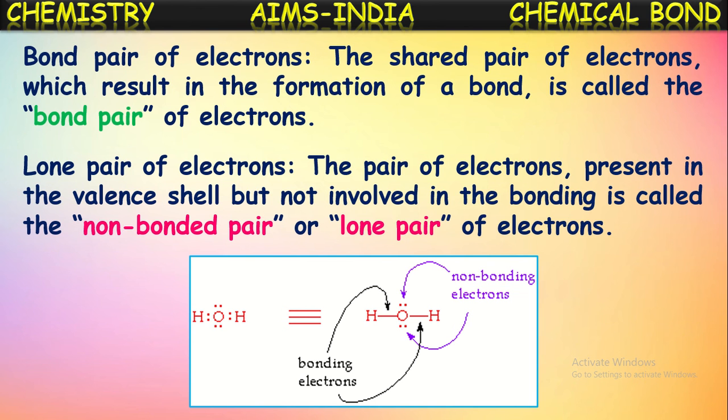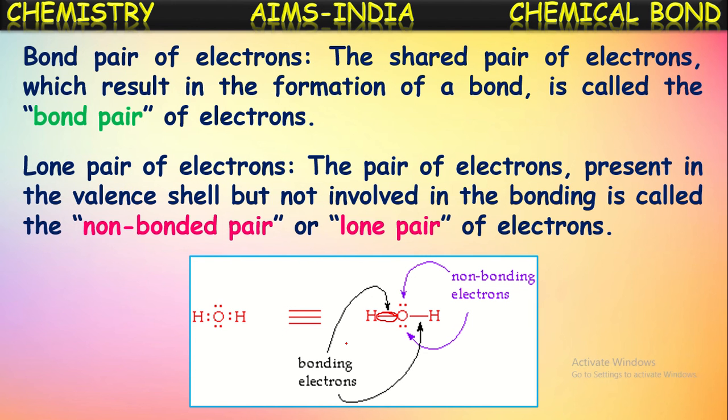Let us see once again about these bond pairs and lone pairs. Bond pair of electrons: the shared pair of electrons which result in the formation of a bond is called the bond pair of electrons. In the water molecule, if you observe, hydrogen and oxygen both are sharing a pair of electrons, isn't it? This shared pair of electrons which are participating in the bond formation is called bond pair of electrons.